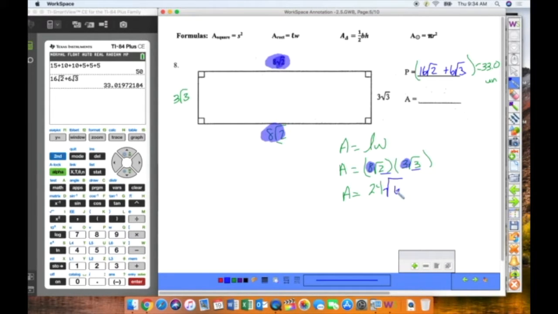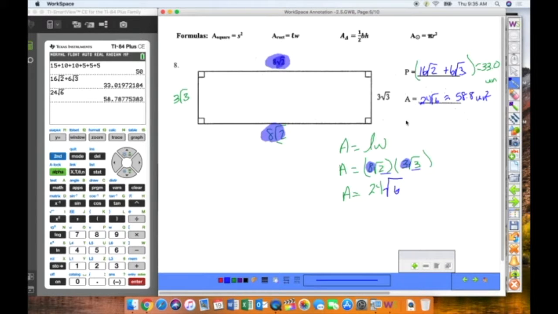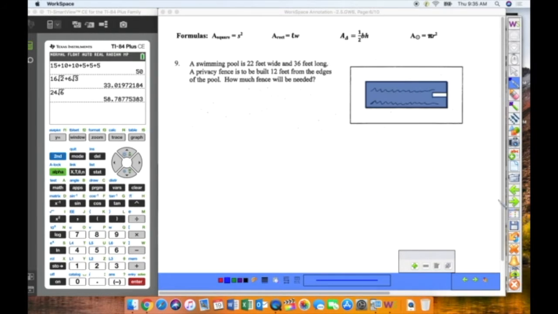A lot of people don't know how to say it out loud right either. So 24 square roots of 6, which I will approximate. 24 times the square root of 6 is about 58.8 units squared. So old school stuff that we know how to do with a new twist, doing all these radicals. All right, and then some story problems.